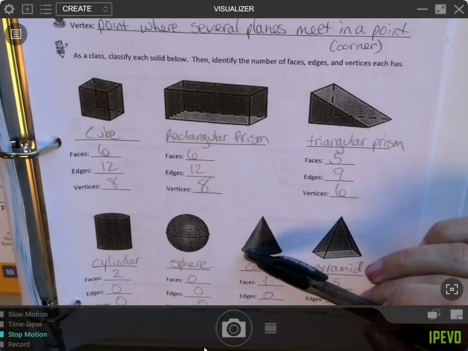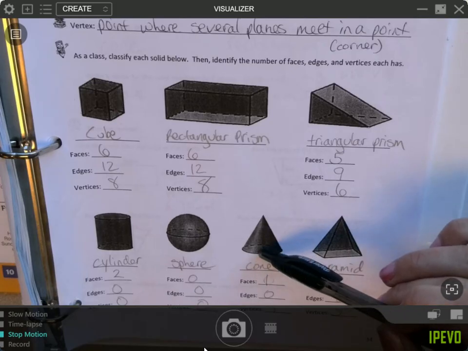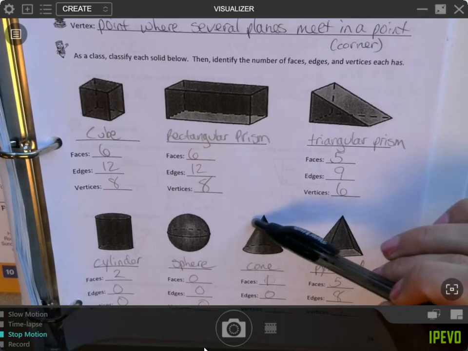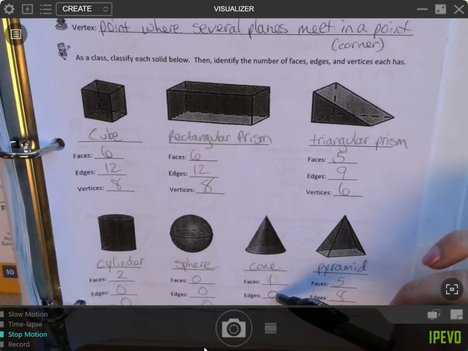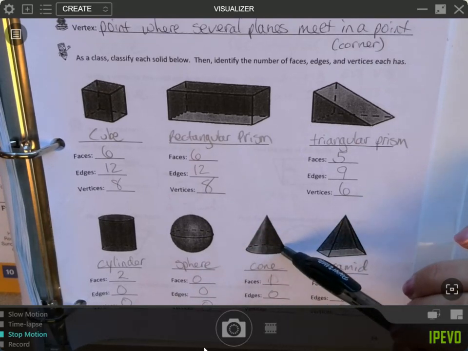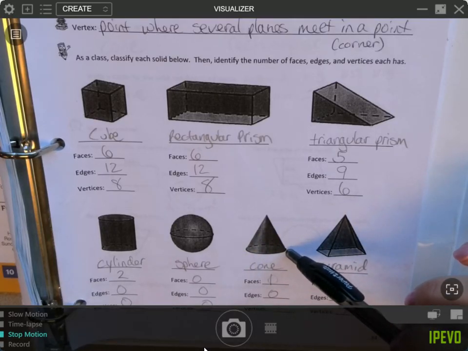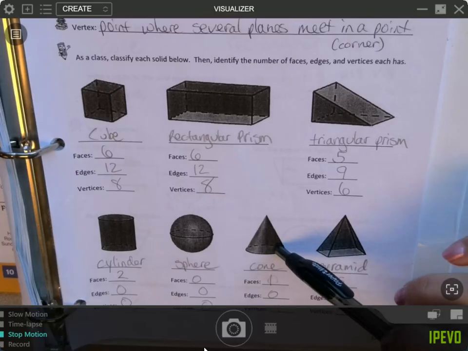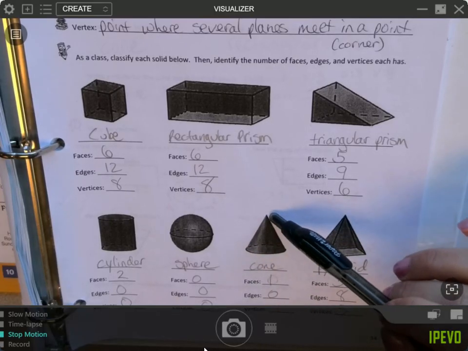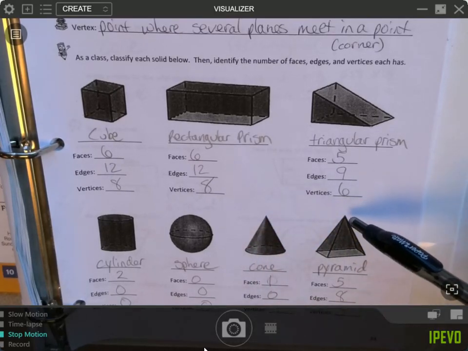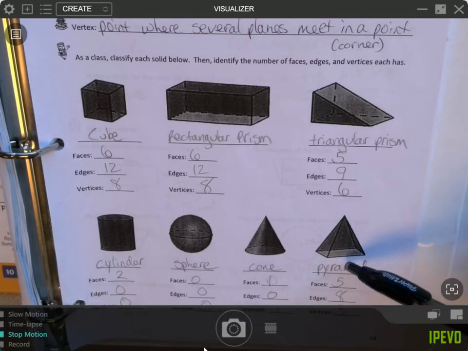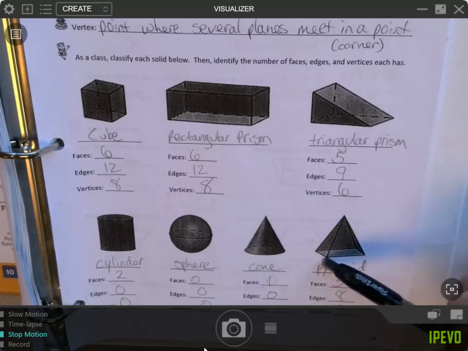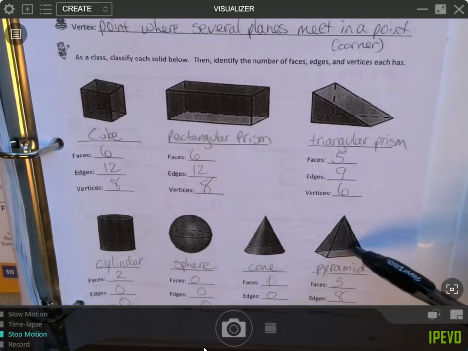The cone has one face on the bottom, but then it's all wrapped around, no straight sides for the edges. The one edge, what looks like it might be an edge, is curved. So it's not that line segment. It's not a straight line, so it's not an edge. It does have that corner at the top. Pyramid has those straight sides going around it, and on the bottom, we've got our edges and our corners.